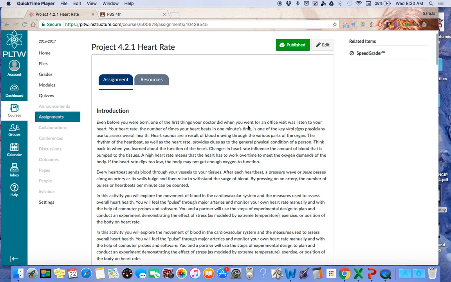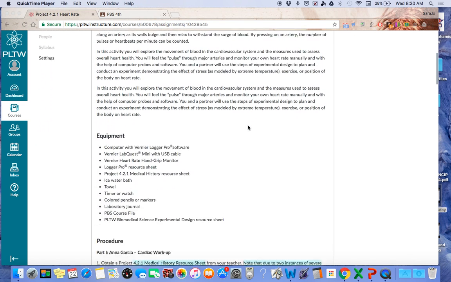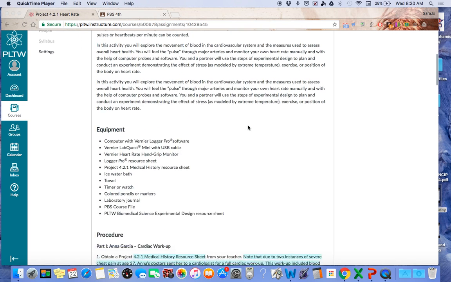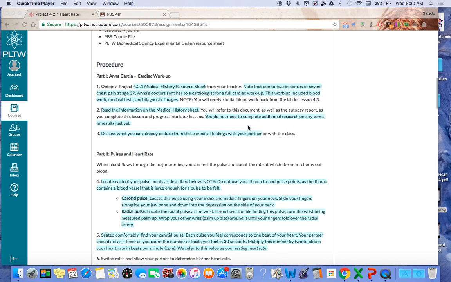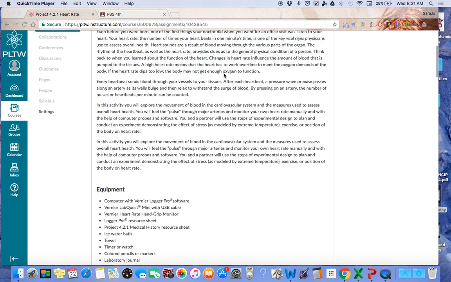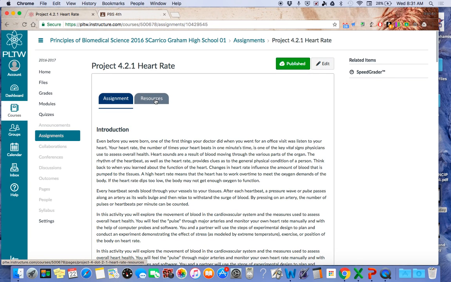Once you get that done, you're going to move on to 421 heart rate. You're going to start this. Just do a little bit today about your heart rate. We're going to learn a little bit more about Anna. We know she's got some heart issues in her family. And so, first of all, you're going to look for this medical history report sheet. It should be underneath the resources tab up here.